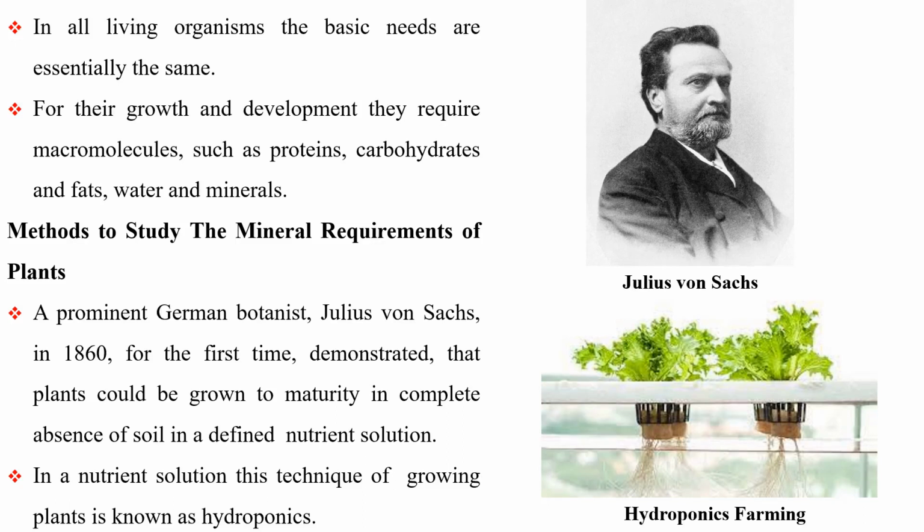Methods to study the mineral requirements of plants. A prominent German botanist, Julius von Sachs, in 1860 for the first time demonstrated that plants could be grown to maturity in complete absence of soil in a defined nutrient solution. This technique of growing plants in a nutrient solution is known as hydroponics.